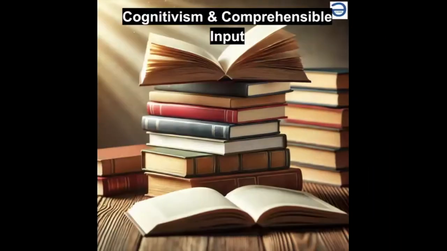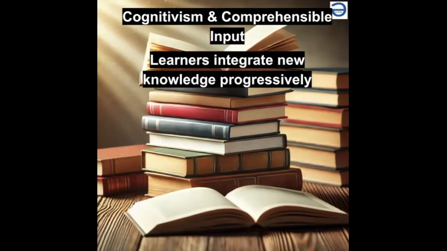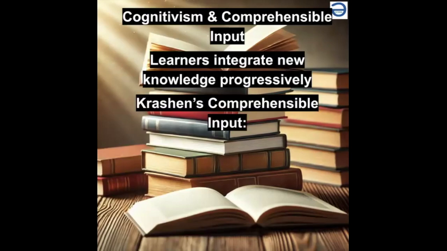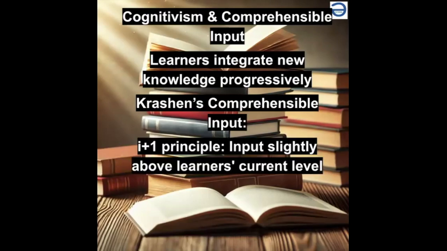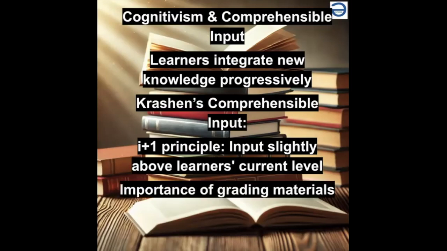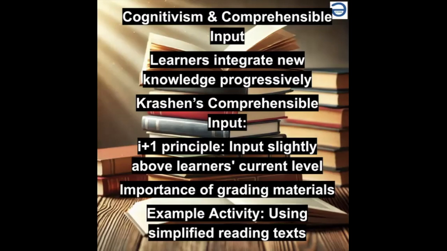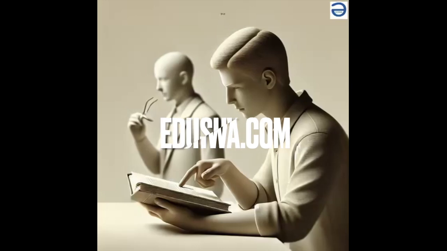Let's take a look at cognitivism and comprehensible input. Learners integrate new knowledge progressively. Let's take a look at Krashen's comprehensible input. So we have the input plus one principle, or I plus one, where learners are given input slightly above their current level. It is important to grade materials in this model. So example activities can include using different simplified reading texts.